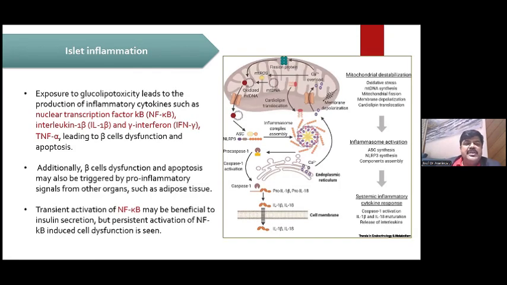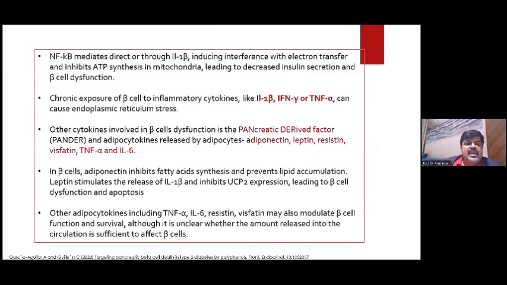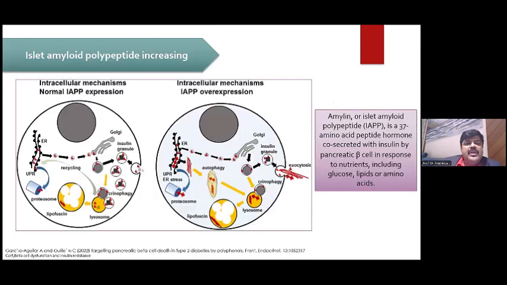Next is an important aspect, that is the islet inflammation. Exposure to glucolipotoxicity leads to the production of inflammatory cytokines, leading to beta cell dysfunction and apoptosis. So, NF-kB mediates, directly or through IL-1B, interference with electron transfer and inhibits ATP synthesis in mitochondria, leading to decreased insulin secretion and beta cell function. So, chronic exposure of beta cells to inflammatory cytokines can cause endoplasmic reticular stress. The islet amyloid polypeptide increasing.